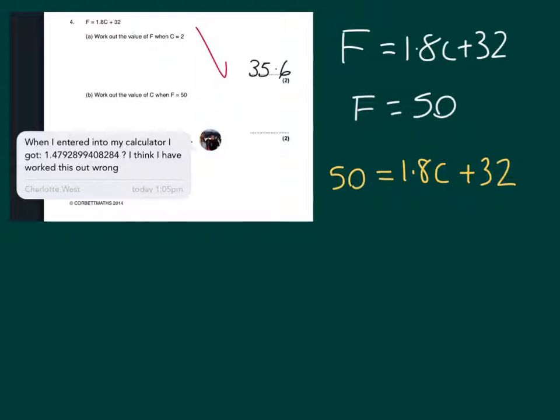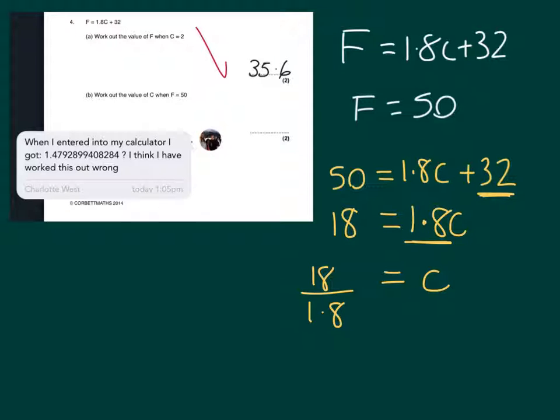So as long as I do the same thing to both sides, then my equation remains true. So I want to get rid of this first. So if I subtract 32 from both sides, I'll end up with 18 equals 1.8c, because 32 minus 32 is 0. Now I've got 1.8 times c. To get rid of this 1.8, I'm going to divide both sides by 1.8. So it's 18 divided by 1.8. And then I'd like you to have a go at doing that on a calculator and see what you get.